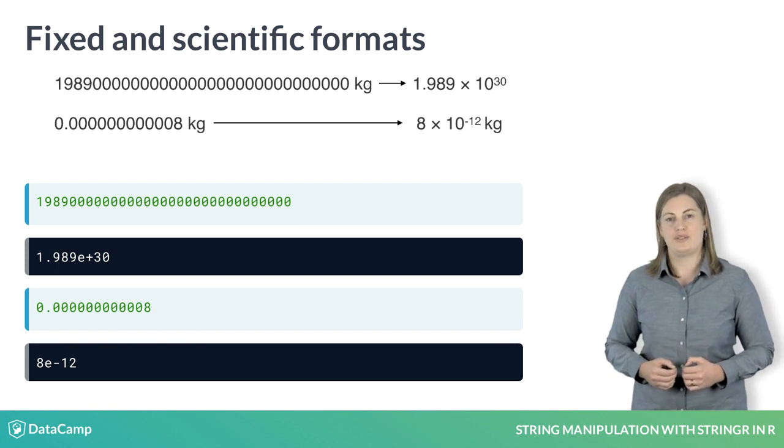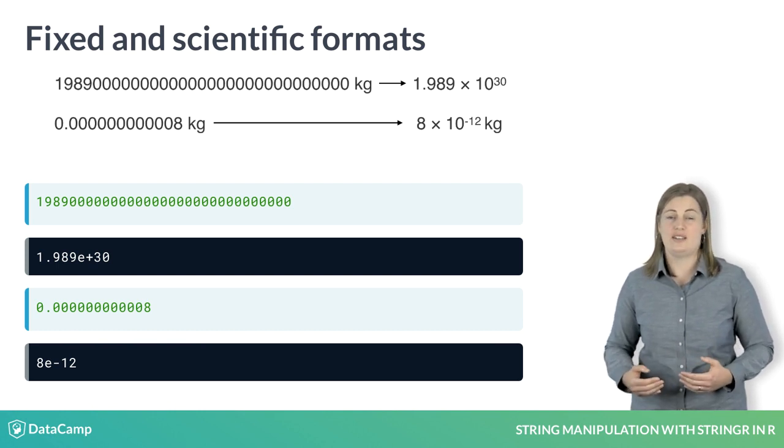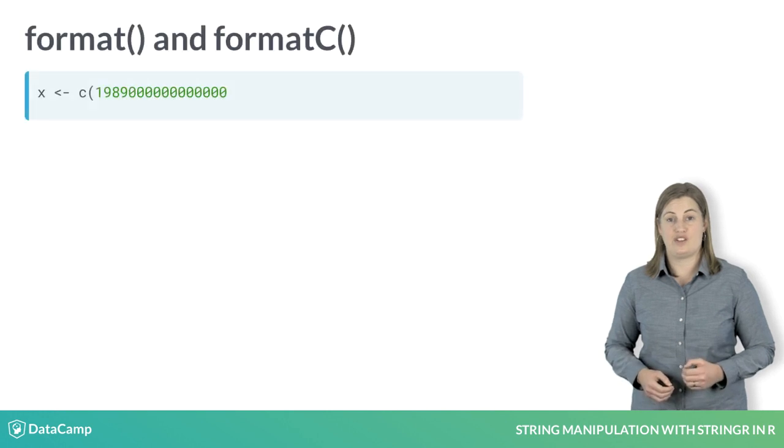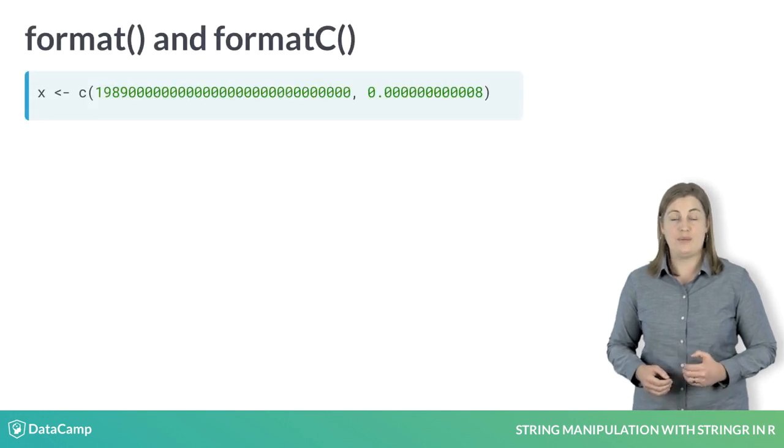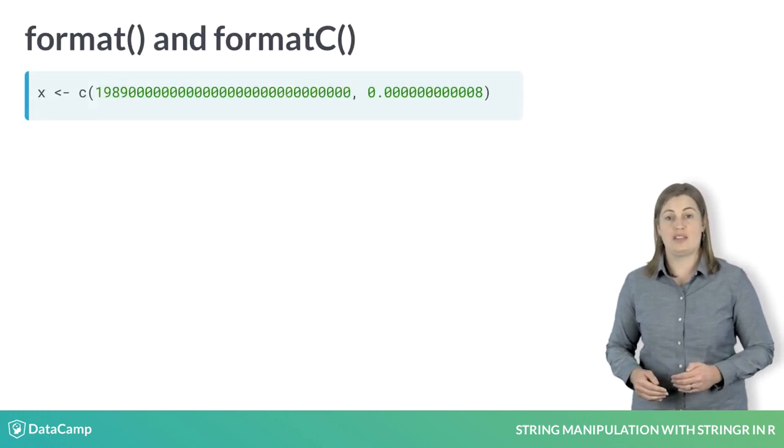Which should you use? Unfortunately, there isn't an easy answer. It's up to you to decide which would be most readable by your audience. What we can teach you is how to obtain the format you want for any number. Both format and formatC take a vector of numbers as input. They both also allow you to specify whether the numbers should be in fixed or scientific format.